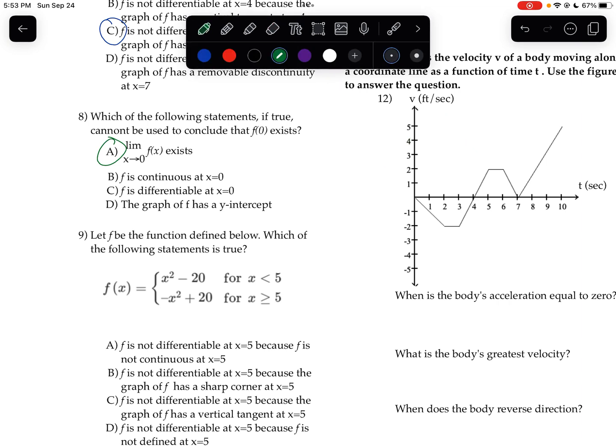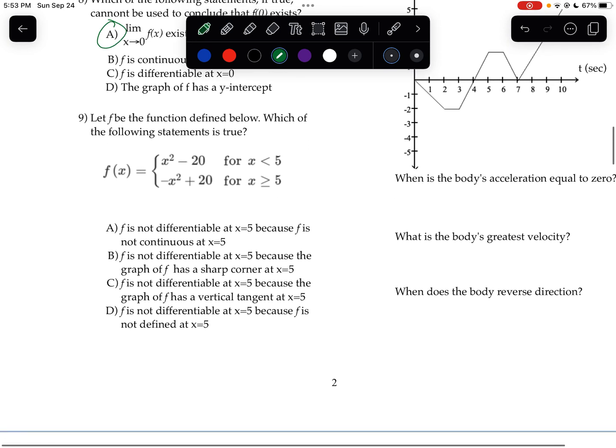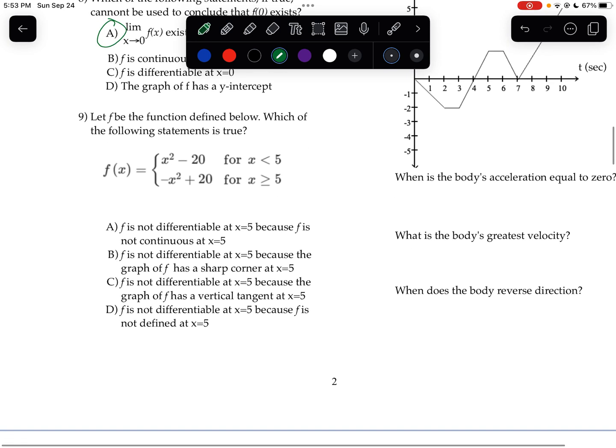Let's see. Let f be the function defined below. Which of the following statements is true? So it's a piecewise function. I'm just trying to piece together what it would look like. So x squared minus 20. So that would look like, for x less than 5, so 5's over here, that would look something like this right here.